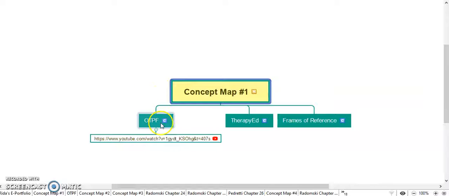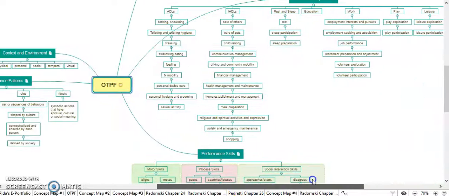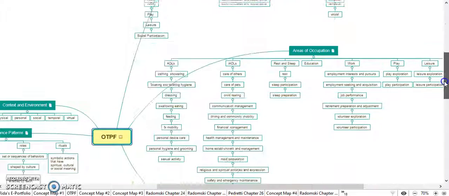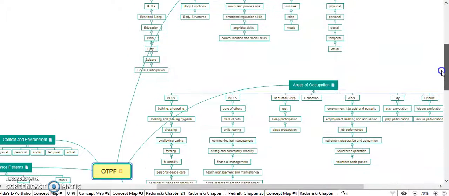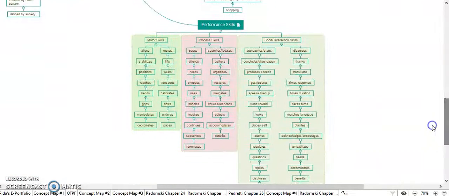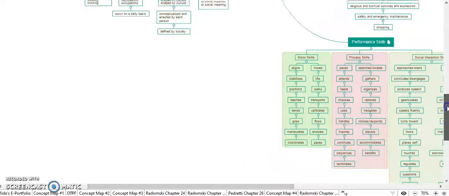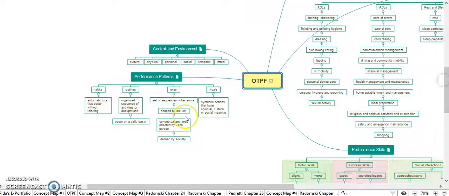So over here I have the OTPF, and this is also key terms that are important in the OTPF. So things like different domains, the areas of occupation, including the different subtopics, performance skills, and then also key terms associated with each skill. Over here, performance patterns and context and environment.